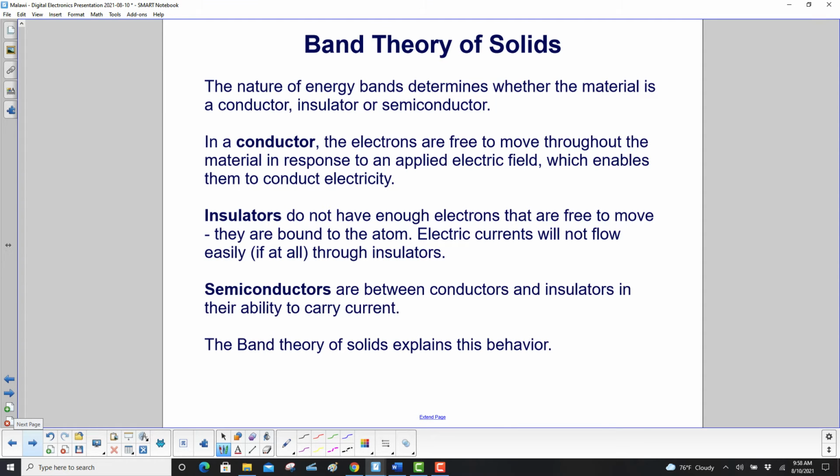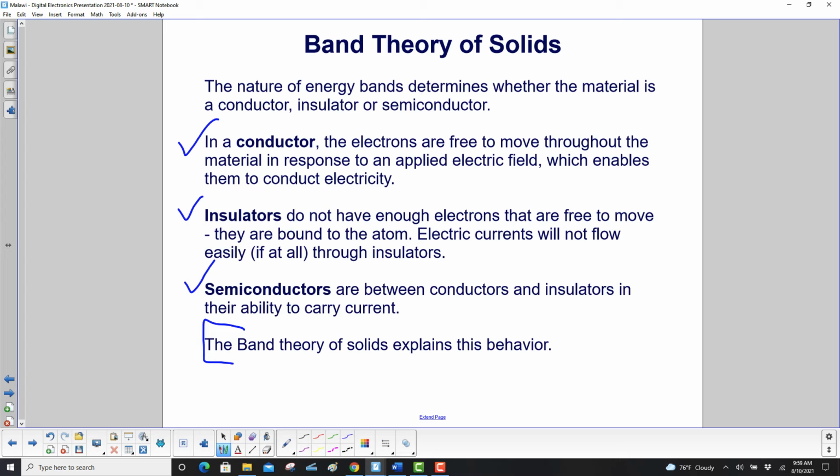The nature of energy bands determines whether the material is a conductor, insulator, or semiconductor. In a conductor, the electrons are free to move throughout the material in response to an applied electric field. That enables them to conduct electricity. Insulators do not have enough electrons that are free to move. They are bound to the atom. Electric currents will not flow easily, if at all, through insulators. And finally, we have semiconductors. They are between conductors and insulators in their ability to carry current.